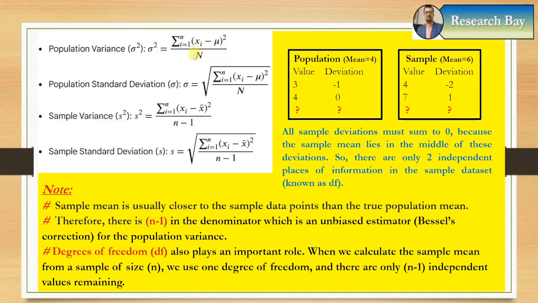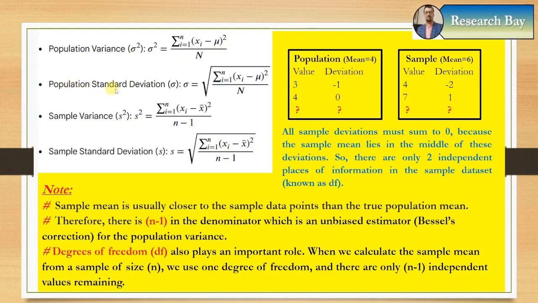In this case, we have the population size, that is why it is capital N. In this case, we have the sample size, which is small n. But why is it n minus 1? The question is why it is n minus 1. Why not just n? So I will be telling you why it is n minus 1.